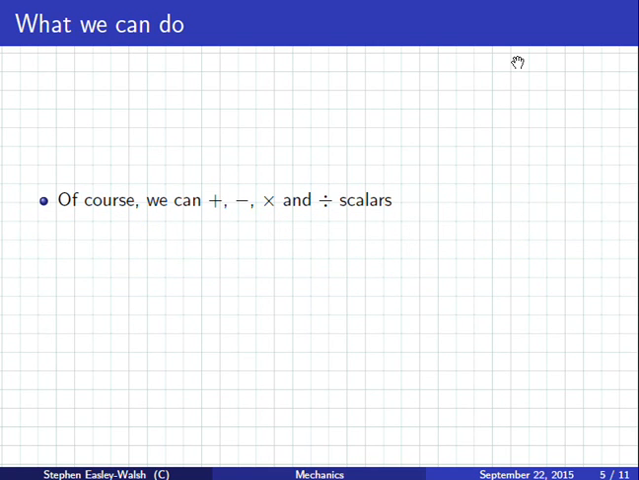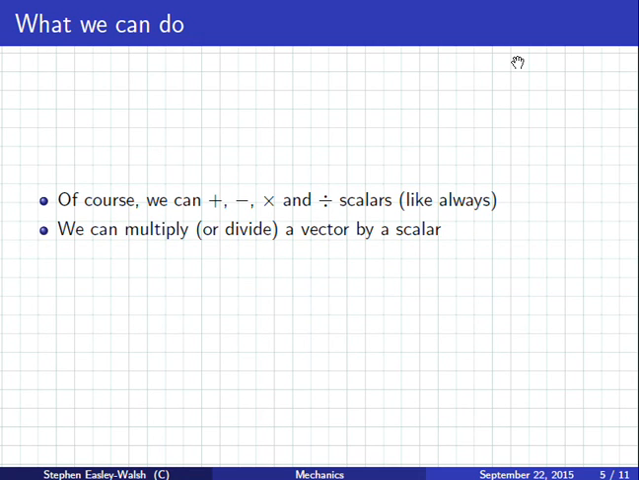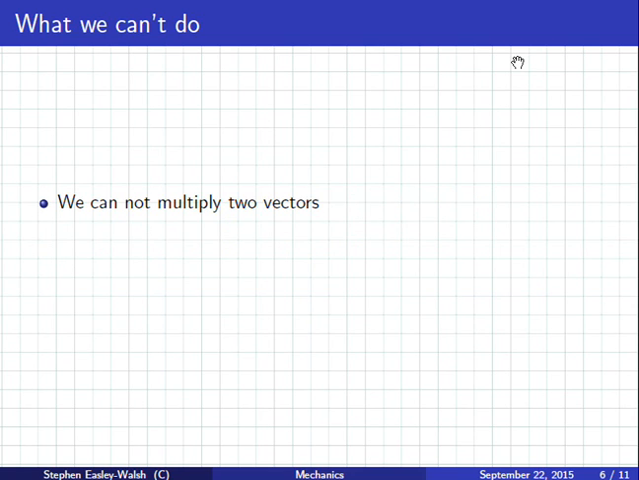So, you know you can add, subtract, multiply and divide scalars. You learned how to do this in elementary school. You know how to do this. And you know how to multiply a vector by a scalar. So if you multiply a vector by 2, what happens? Twice as big. If you divide by 2, half the length. We can add vectors. What do we use to add vectors? The vector triangle. Yeah?